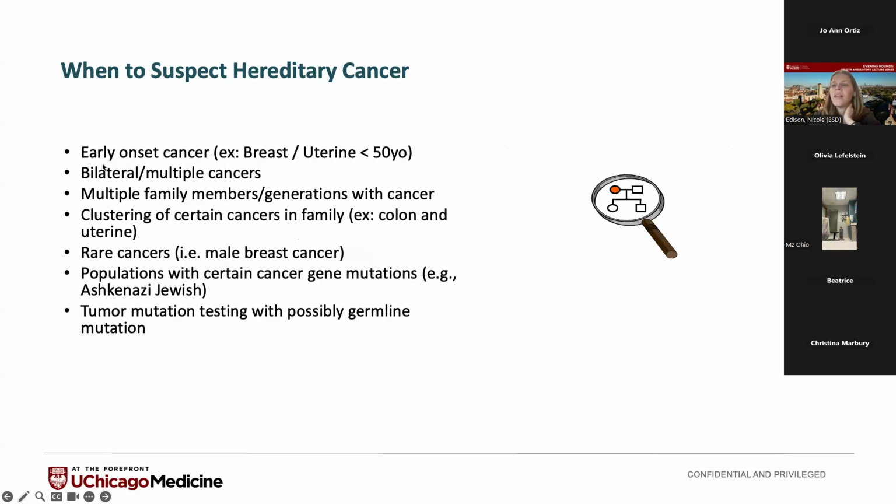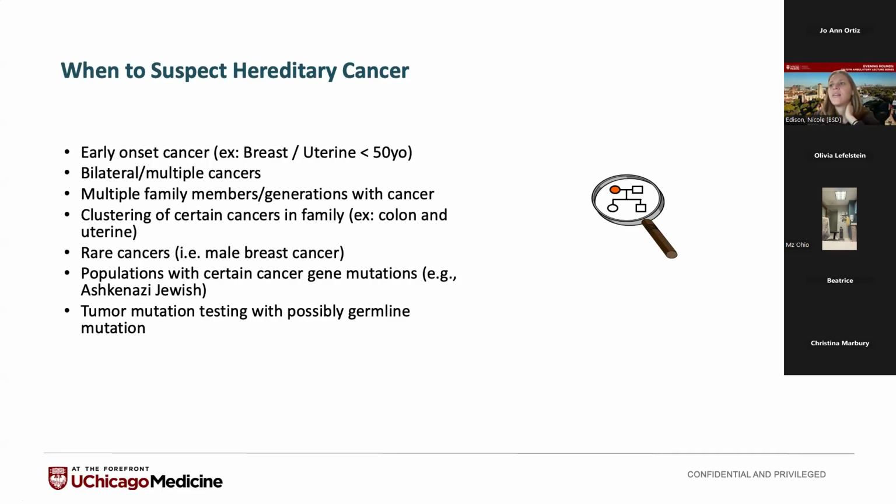If patients have bilateral cancers, it's typically with breast cancer that we're thinking about it, or an individual who's had multiple cancers. If you're talking to a patient and it seems like multiple family members or generations have had cancer, especially the same type.